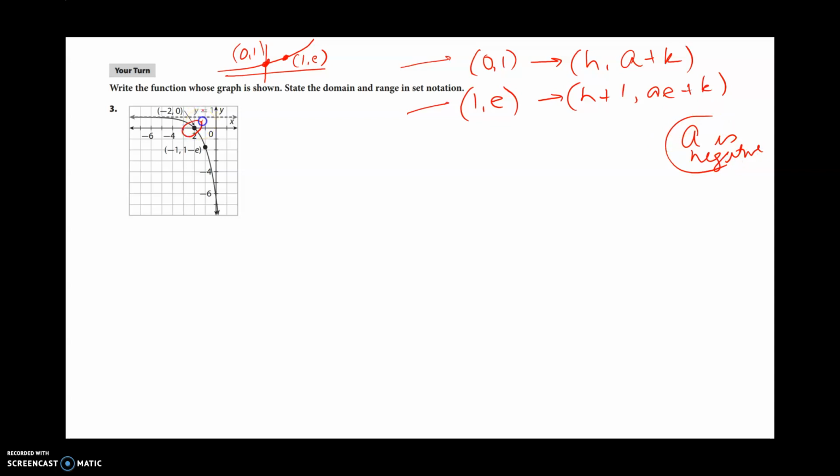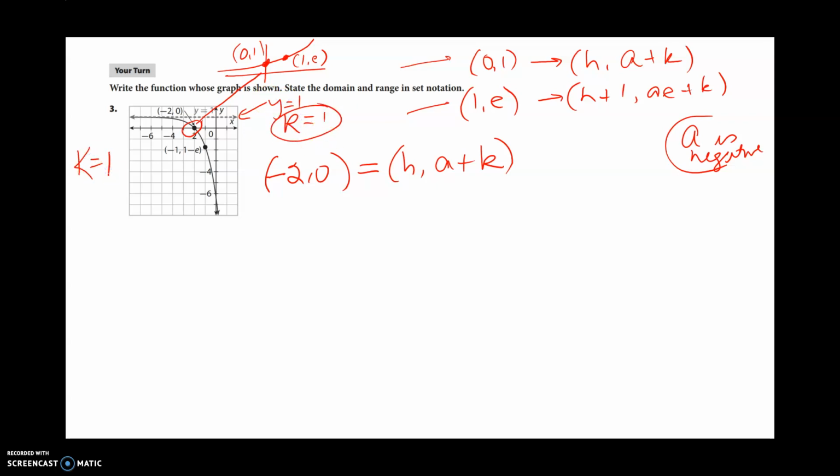This point right here corresponds to (0, 1). So (-2, 0) corresponds to this, (h, a + k). Now, looking at this graph, guys, somebody tell me what k is. Well, here's my asymptote, y equals 1. Therefore, k equals 1. We know k is 1. Right here, from this, we know h is -2.